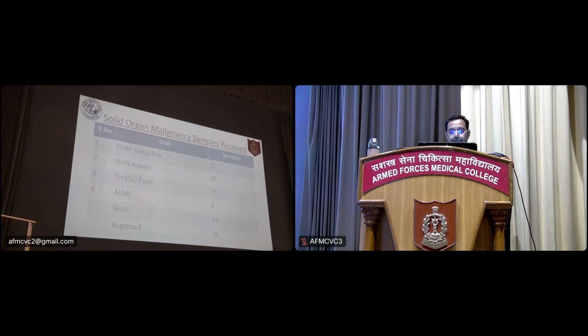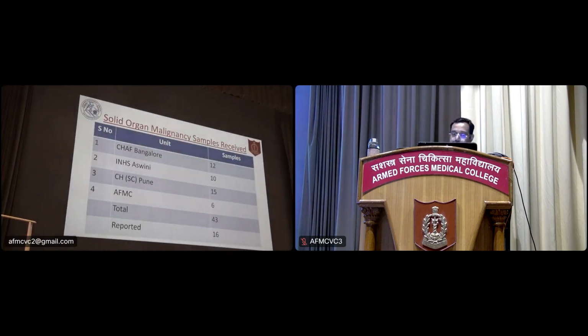So this is the number of samples that we've received in the last 1.5 months at our lab, around 43 in total, and we've been able to report out 16 of them.